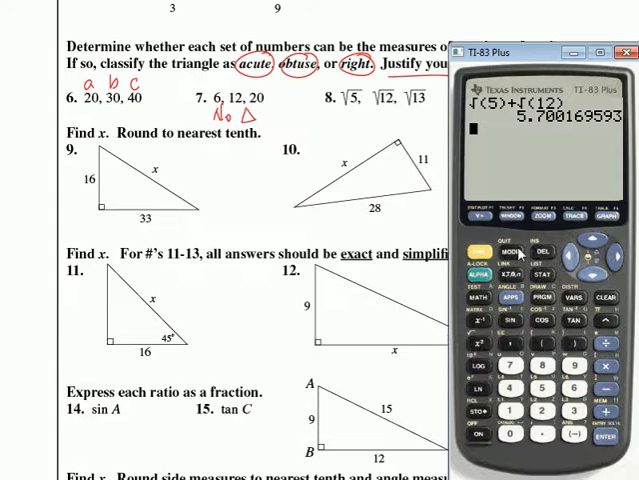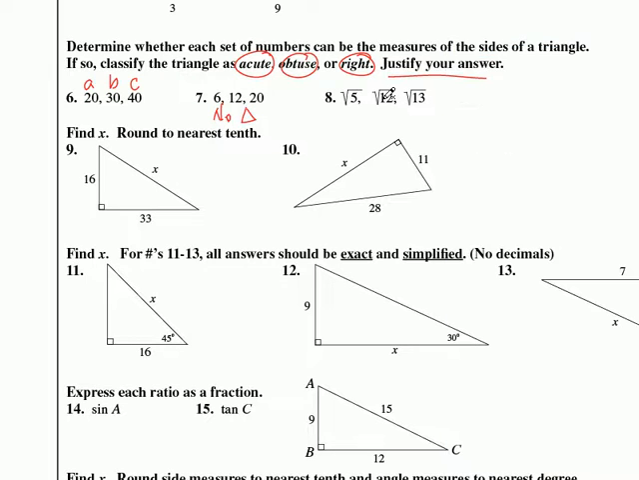Let's compare it to the square root of 13. So when I added them up, is that bigger than the biggest side? Yeah, it is. So is it a triangle? Yes, it is. So you always have to determine that first, if it's a triangle to begin with. Okay, now we know it's a triangle. Let's figure out which type of triangle it is. Is it acute, obtuse, or right?